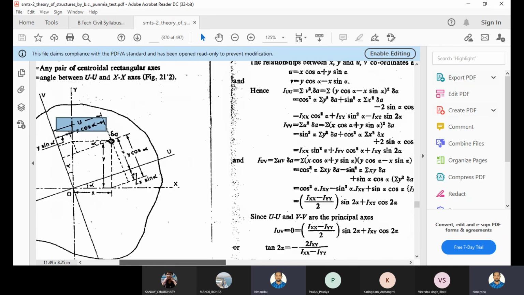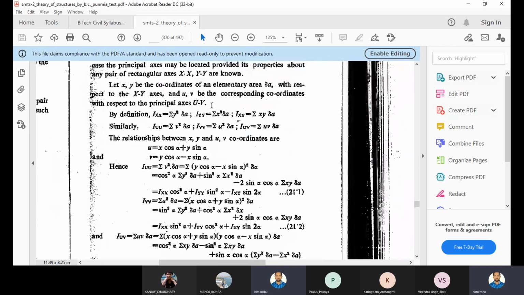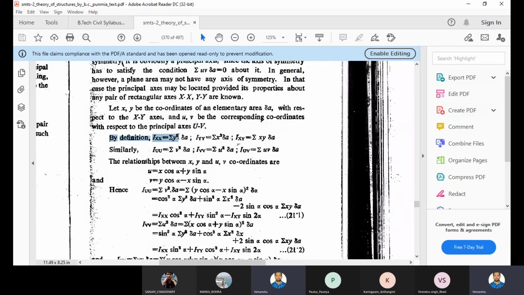So by definition, Ixx, the moment of inertia about the x-axis, is the summation of y square into delta A, and the moment of inertia about the y-axis is the summation of x square into delta A, and the product of inertia about the x and y axes is the summation of xy into delta A. Similarly, the moment of inertia about the uu axis will be the summation of v square into delta A, and so on.